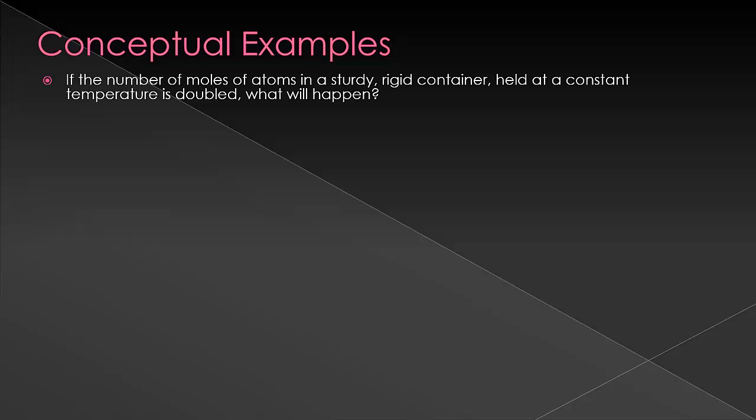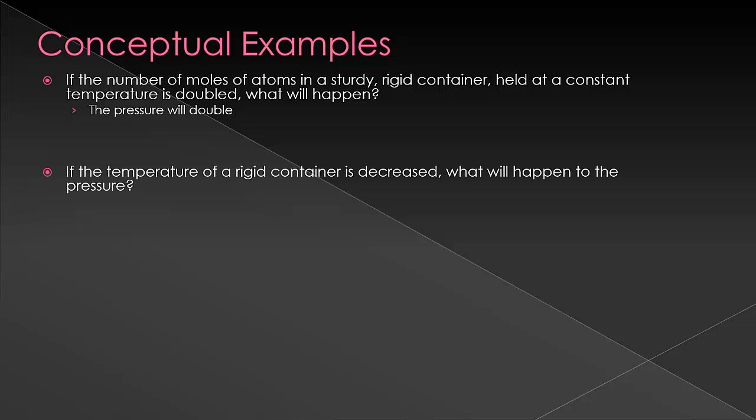So first of all, we have a sturdy, rigid container. Since it's sturdy and rigid, the volume isn't going to be changing. And now we double the number of moles of atoms. So since the volume can't change and the temperature isn't changing, if we double the moles of atoms, we're doubling how much these atoms collide and how much pressure is exerted on the system. And so therefore the pressure is going to double.